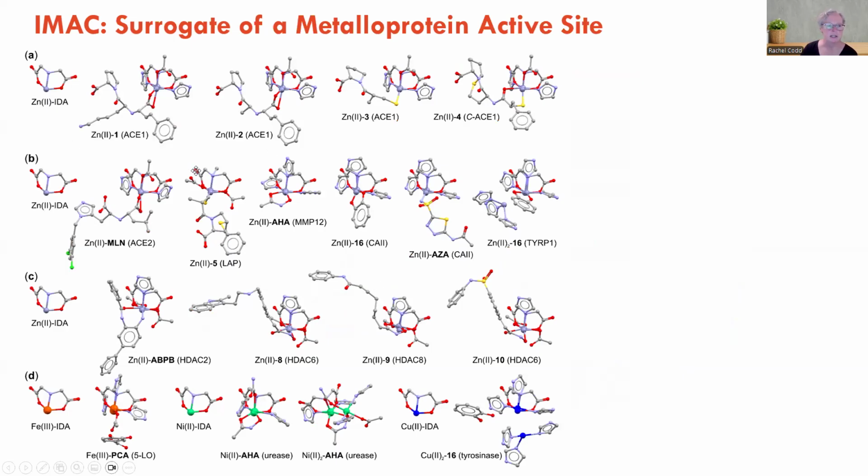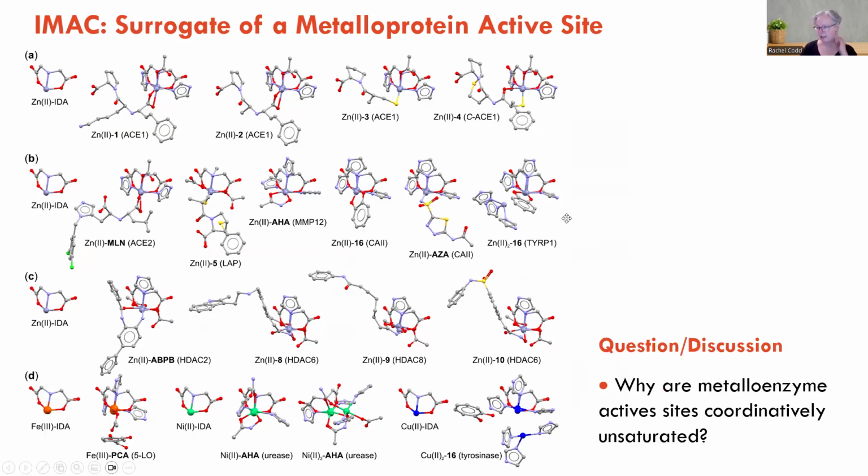What I've done here is I just widened out the scope of this concept. So we've got zinc IDA, iron IDA, nickel IDA, and I've trawled through various compounds that actually bind to these systems and shown that there is high coincidence in terms of atomic overlap. Really, I think that's probably very confusing.